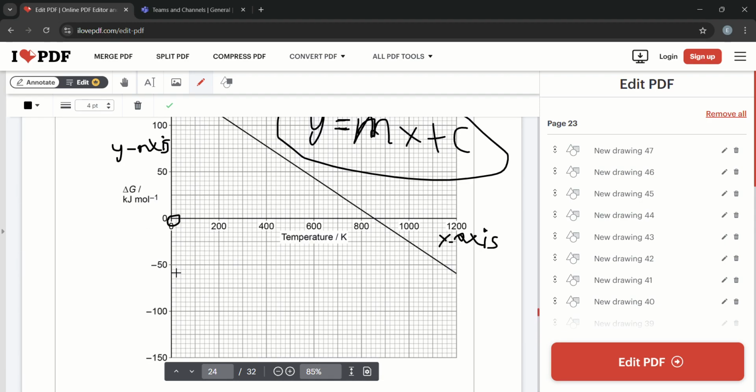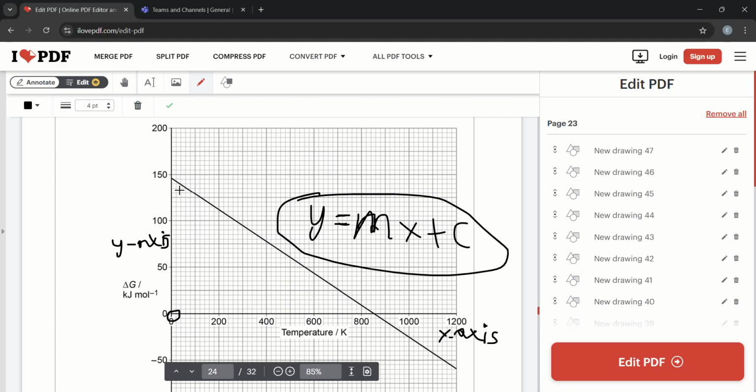And so what is delta G when t is equal to 0? Well, delta G is right here. And what is that point? That is 135, 140, what's it going up in? 5, 10, 15, 20, 25, 30, 35, 40, 45. That's 145.